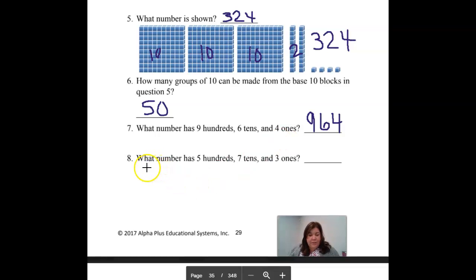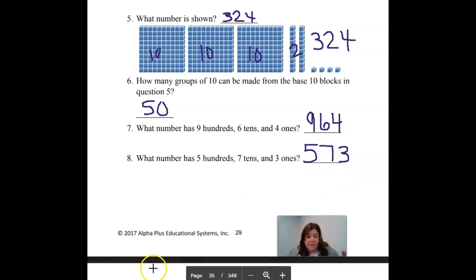What about this one? What number has 5 hundreds, 7 tens, and 3 ones? Pause the video and write it down, and then come back and check. So we have 5 hundreds, 7 tens, and 3 ones. Is that what you got?